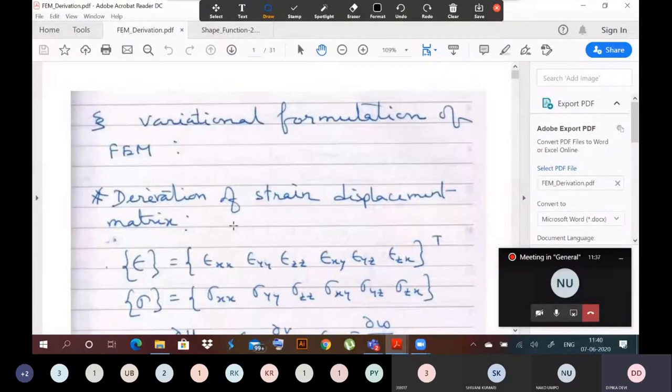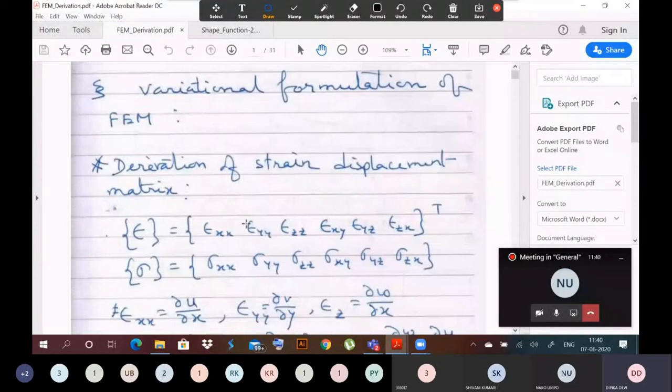So similarly, sigma also can be written. So sigma can be written like this. So at a point, we will have 6 independent components of stresses. We will have 6 independent components of strains.